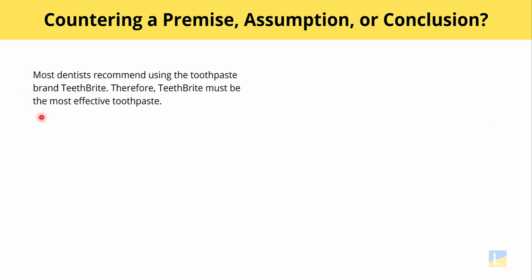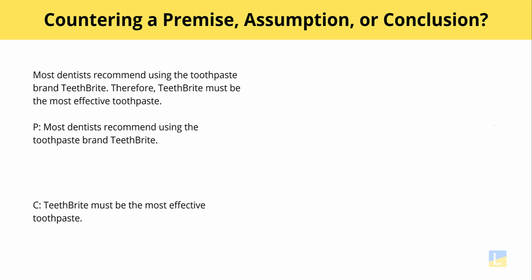Whenever we have an argument, let's go ahead and break it down into premise and conclusion structure. And so I've done that over here. P for premise, most dentists recommend Teeth Bright. Conclusion, meaning the author of this argument thinks that this premise proves this conclusion that Teeth Bright must be the most effective toothpaste. And is this argument making an assumption?